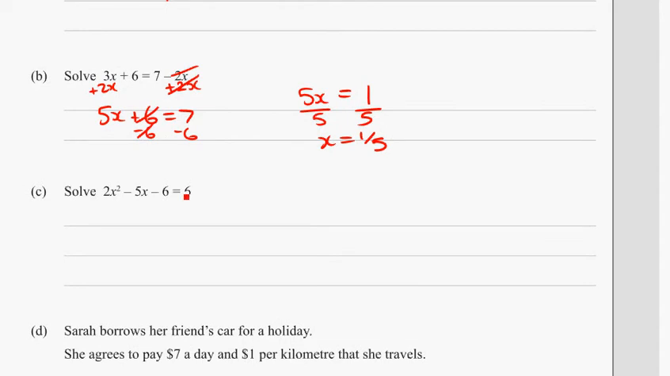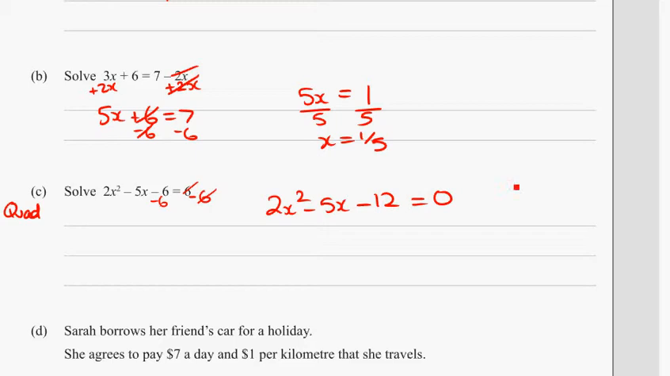Right, part C, that's quadratic, and we know with quadratics we want to try and get 0 on one side, so we'll need to minus the 6. What you do to one side you do to the other. I'll definitely get 0, and on the other side we'll have 2x squared minus 5x minus 6. Minus 6 is minus 12.